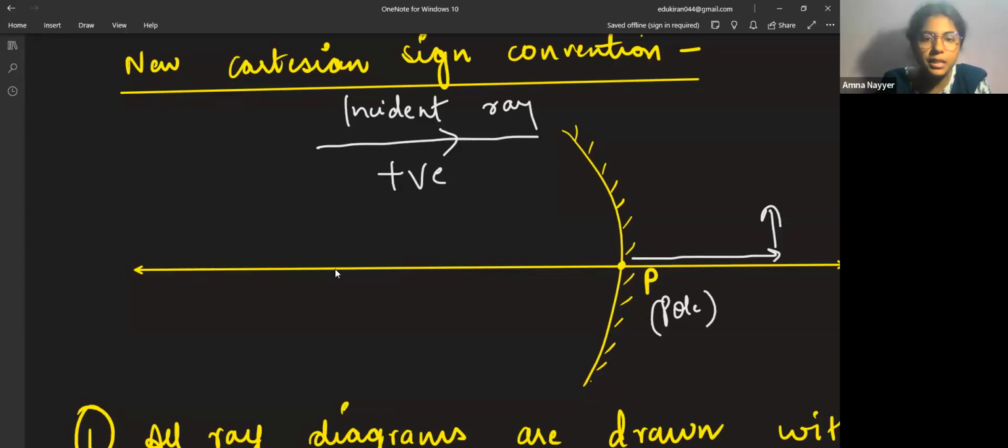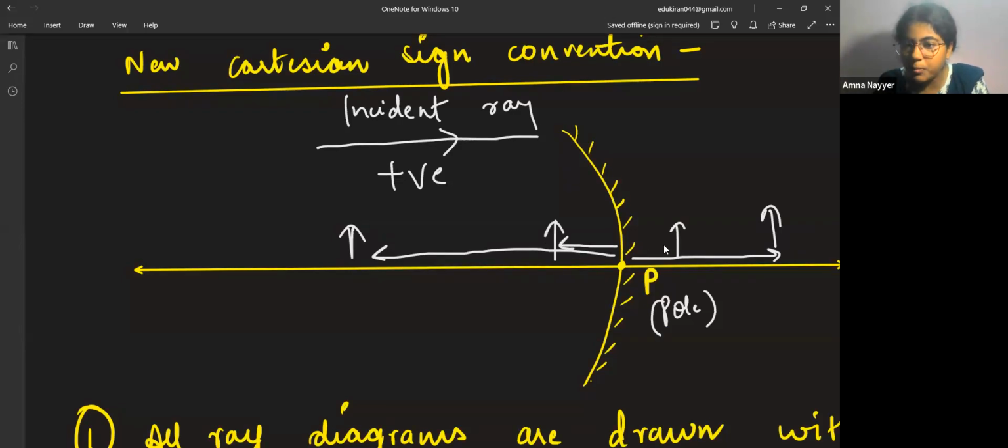If I'm putting something here, from the pole, I will go and measure in this direction. If something is kept here, again from the pole I will measure. If something is kept here, from the pole I will measure. This is how the light rays have to be measured. From the pole you have to move. If it is kept in front of the mirror, you will move like this. If it is kept behind the mirror, you will move like this.